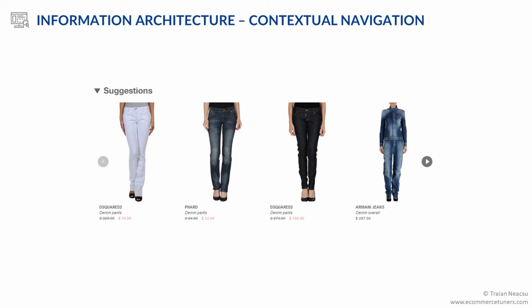You will need to discuss contextual navigation with the information architect to identify relevant relationships between categories, subcategories, and products, and to plan the internal linking accordingly.